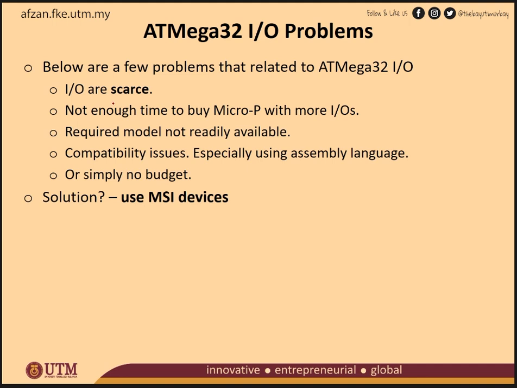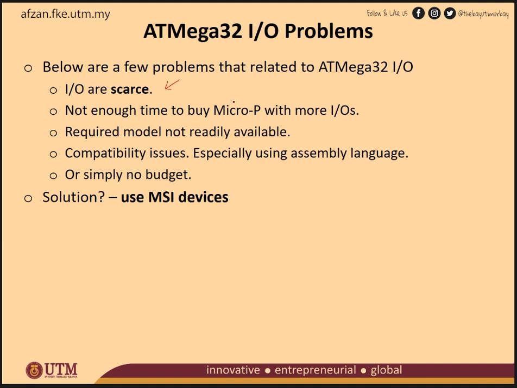Let's say you're going to connect 16 sensors to your port A. So how do you do that? There's not enough input output. So are you going to buy a new IC? No. In order to combat this IO scarcity, we need to modify our CPU microprocessor. There's not enough time to buy a microprocessor with more IOs. Again, since your IO is not enough, are you going to buy a new microprocessor?